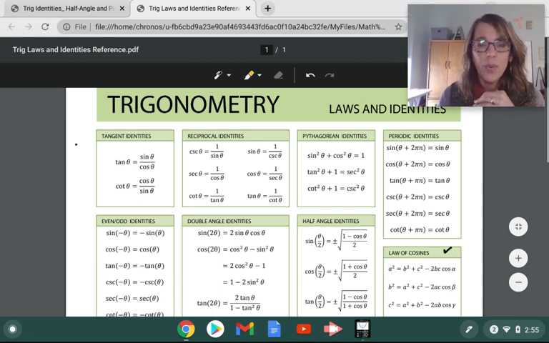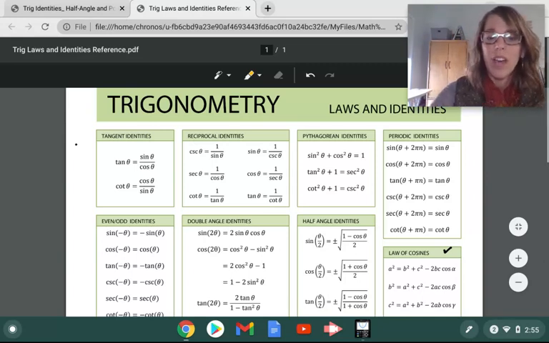We're going to continue working with the power reduction and half angle formulas. This is part 2 of a 2-part video. We're going to be looking particularly at examples of these half angle identities here.